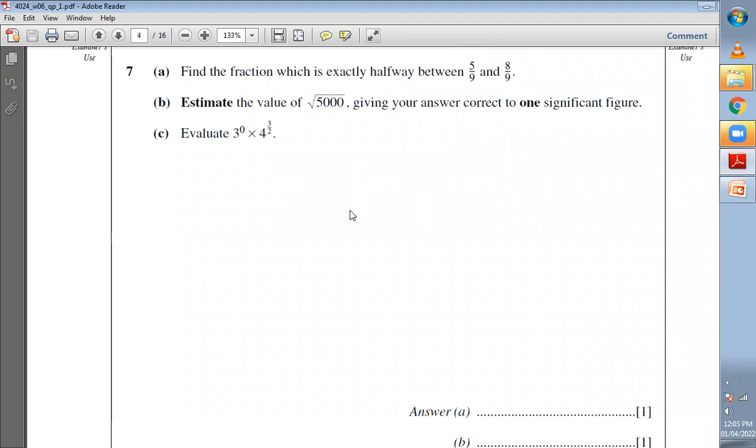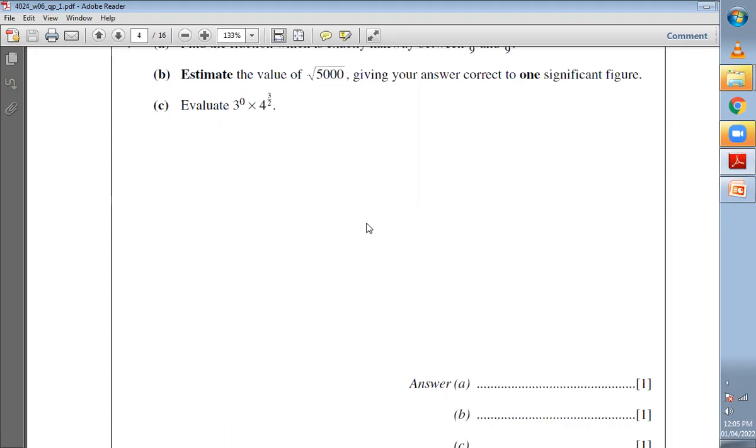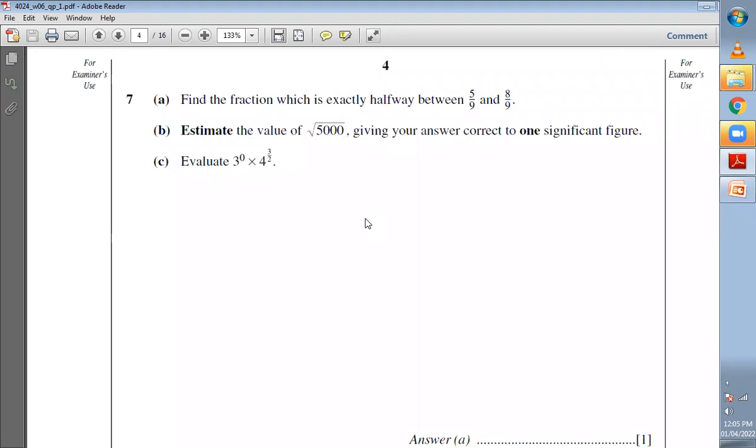Okay. Find the fraction which is exactly halfway between 5 by 9 and 8 by 9. So you add both these fractions, and whatever answer you get, you divide it by 2. You will get the exact fraction which is halfway between these two. Then the question is estimate the value of the square root of 5,000, giving your answer correct to one significant figure. And the C part is evaluate 3 raised to power 0 into 4 raised to power 3 by 2. So these are the 3 parts of question number 7, and all the parts are 1 mark.